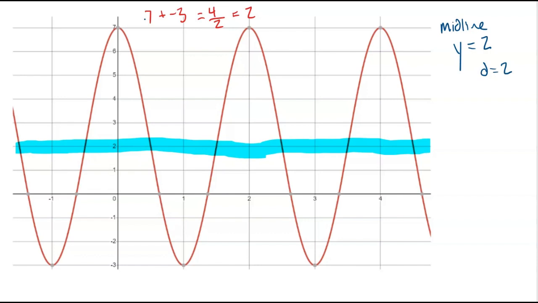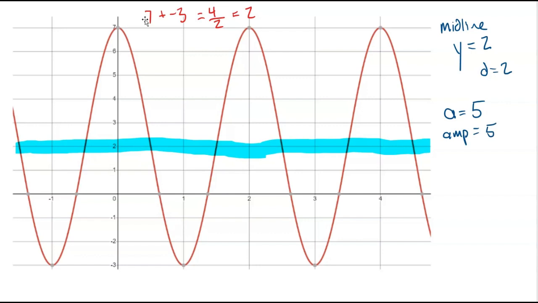Now, the definition of the amplitude is half of the distance between your min and max. So the distance between 7 and -3 is 10. That's the total distance. And divide that by 2, you get 5. So amplitude is 5. And you can actually see that. From that midline, we go up 5 to 7, down 5 to -3. So my A value is going to be 5. My amplitude is going to equal 5.